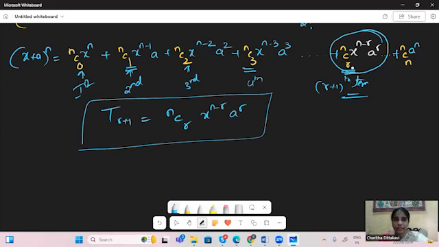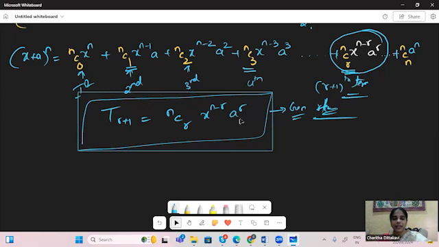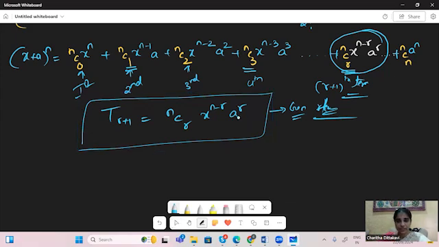They might ask you what is the coefficient of some a to the power 10. How are we going to do that? Using this. Clear? So this r plus 1th term, the general term, plays a very, very major role. So this is the general term of the binomial expansion, that is T(r+1) is NCR x to the power n minus r and a to the power r. Is that clear? So make a note of this.